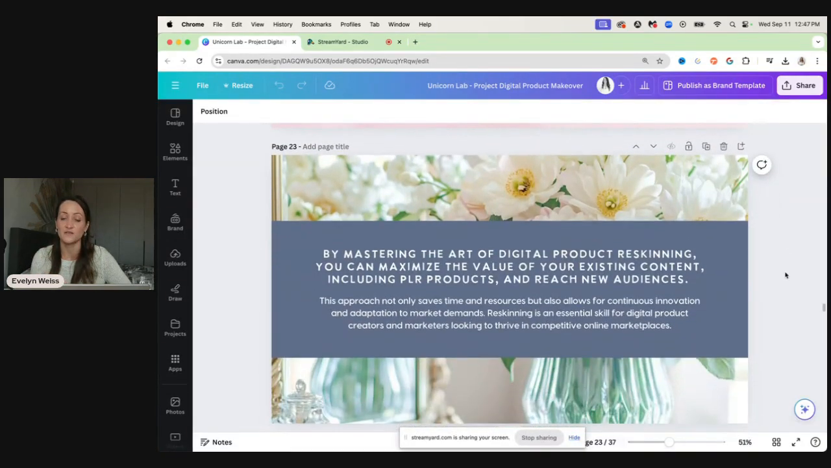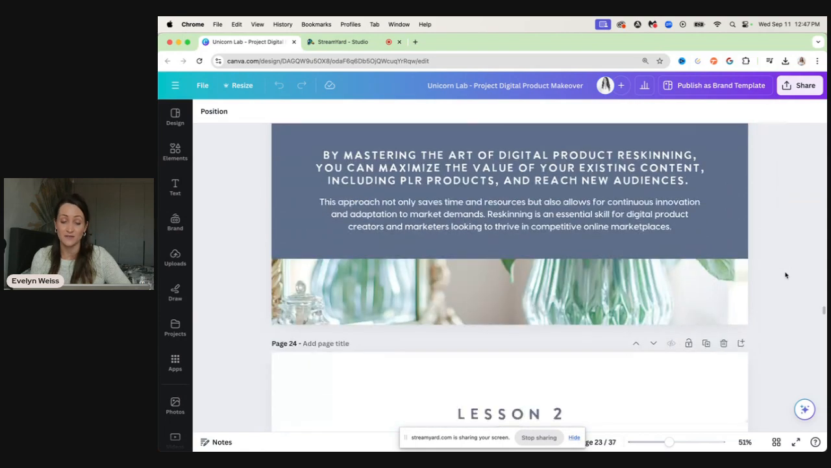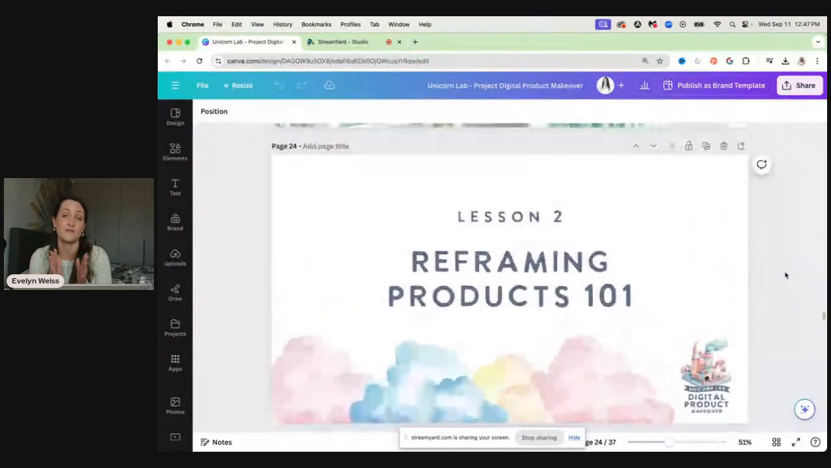By mastering the art of digital product reskinning, you can maximize the value for your existing content, including PLR products, and reach new audiences. Okay, let me drive this home by also giving you the full process of how to do this in the Reframing 101 in a second.